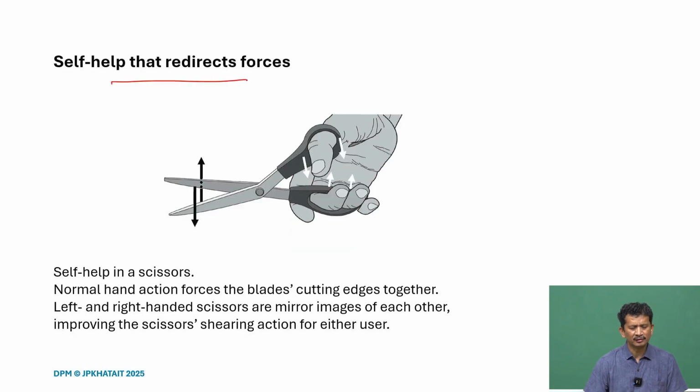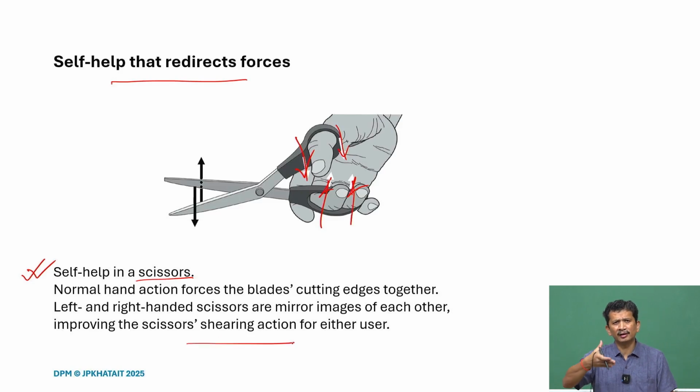Another is, can you redirect the forces? So, for instance, in the design of scissors, left hand, right hand, you have different scissors for right hand and left hand use, and the way it is designed, as you move, they also bring the blades together to get a nice cutting effect. So, the scissor shearing action is getting improved by the hand movement.